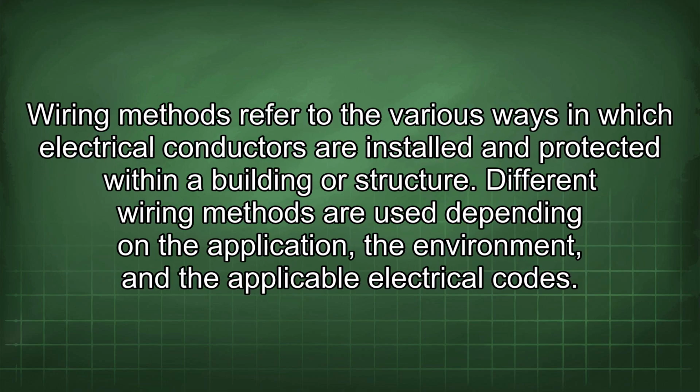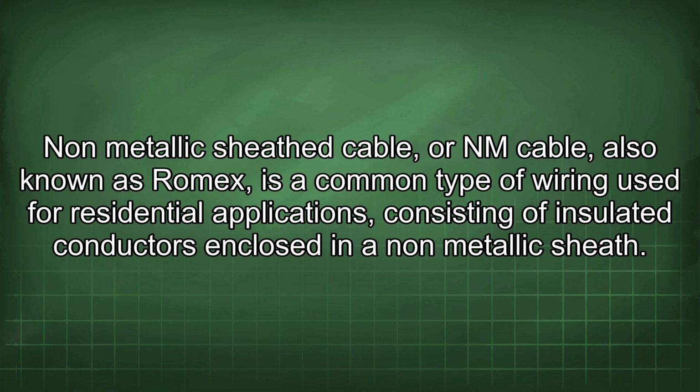Wiring methods refer to the various ways in which electrical conductors are installed and protected within a building or structure. Different wiring methods are used depending on the application, the environment, and the applicable electrical codes. Non-metallic sheathed cable, or NM cable, also known as Romex, is a common type of wiring used for residential applications, consisting of insulated conductors enclosed in a non-metallic sheath.